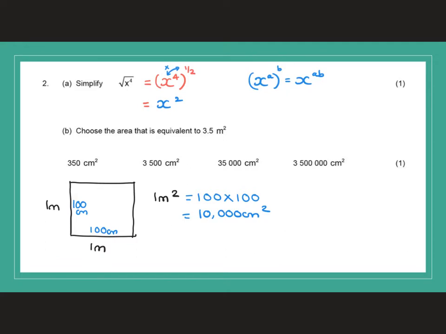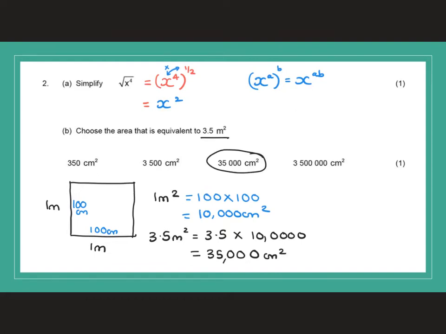We're dealing with 3.5 metres squared. So 3.5 metres squared is 3.5 multiplied by 10,000. So that comes to 35,000 centimetres squared. So it's this answer here.